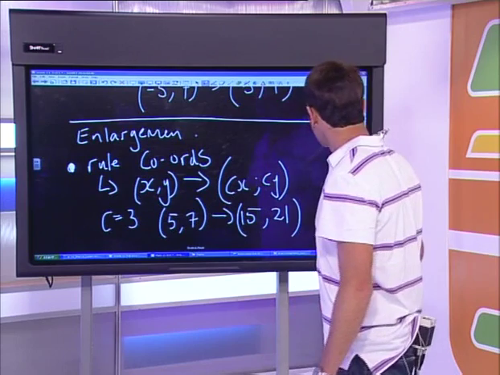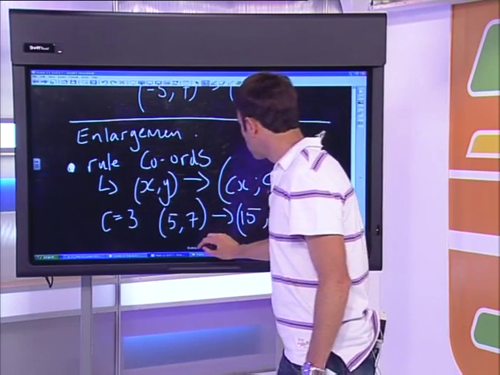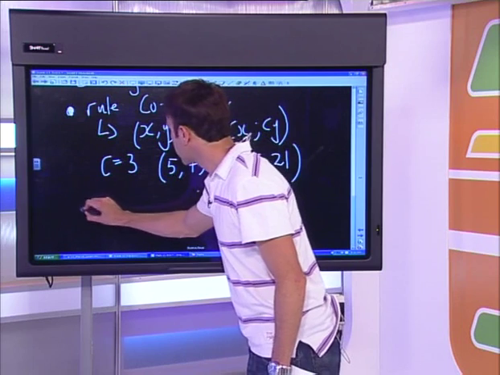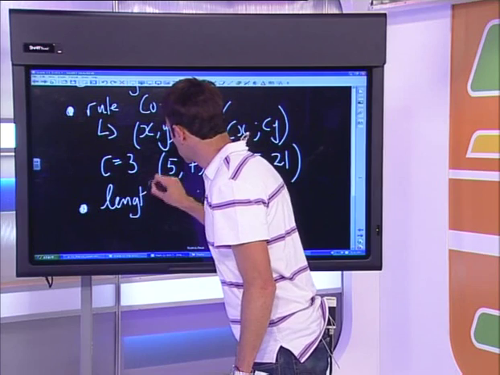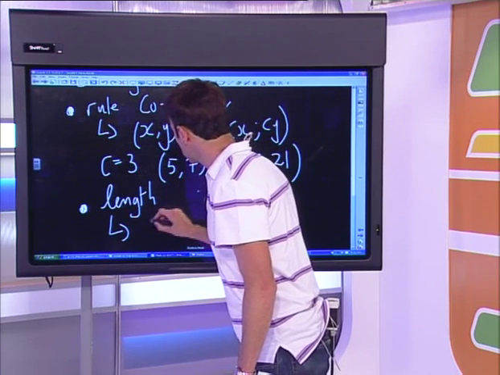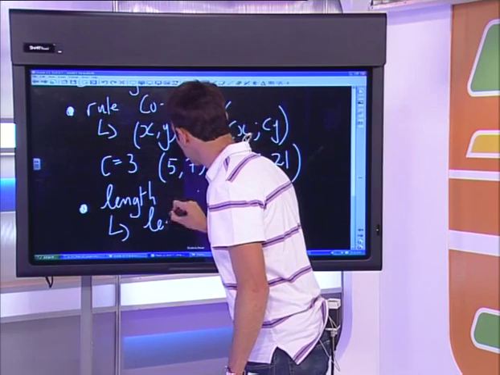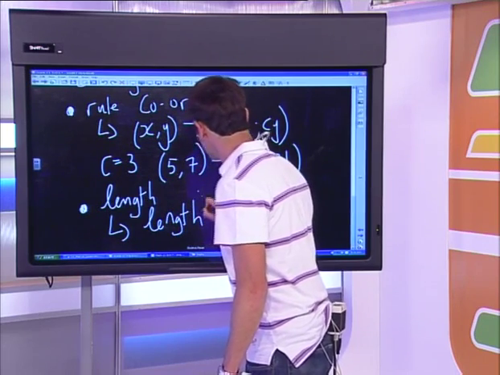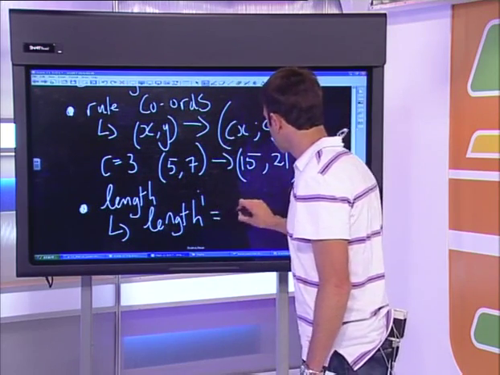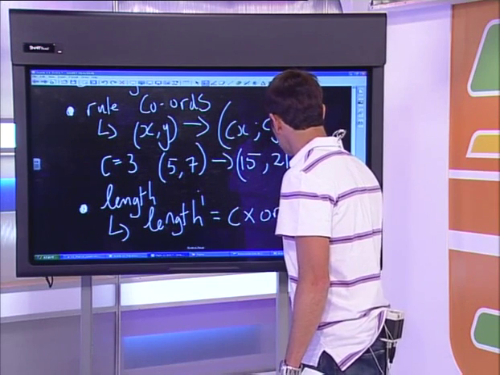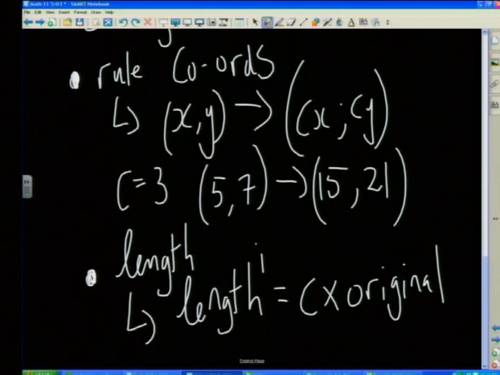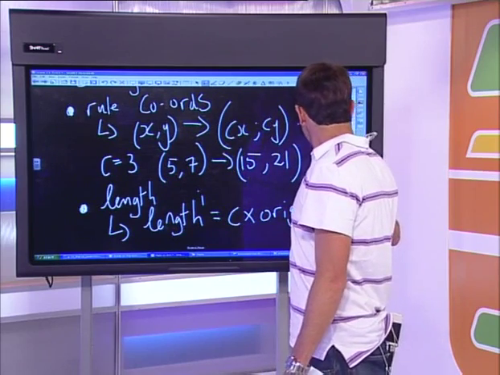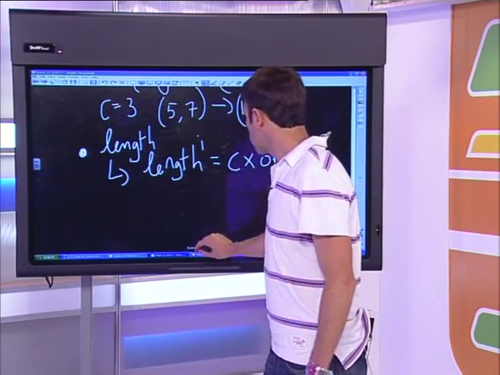In terms of lengths, your new lengths will be multiplied. So your new lengths, I'm just going to write here lengths, your transformed length is equal to c times your original. In other words, if the original length was 5 units, it's going to become 5 times 3, which is 15 units.